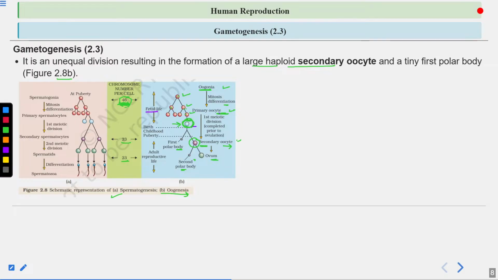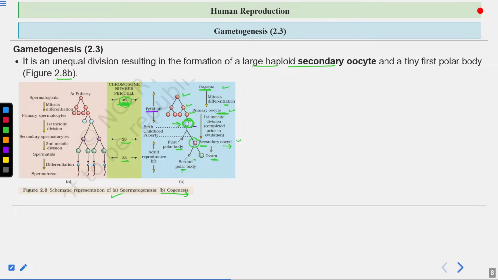And what initiates the completion of meiosis 2? When the sperm comes in contact with the egg, then the secondary oocyte completes its second meiotic division and forms the ovum and the second polar body. Again, one thing to remember is that the first polar body is formed after meiosis 1 and the second polar body is formed after meiosis 2.